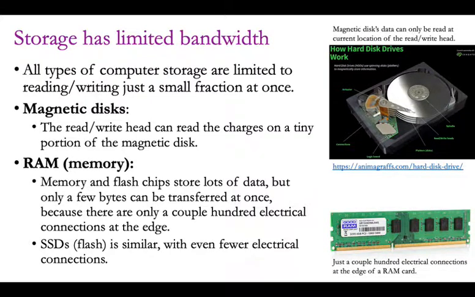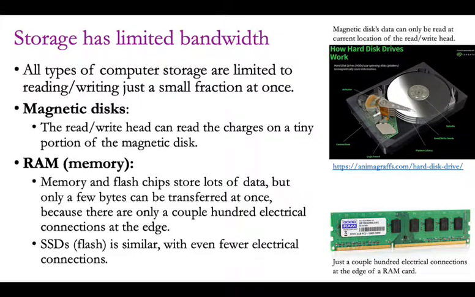Similarly, RAM, which is, let's say, like the memory in the computer that gets cleared when you turn off the computer, also can store a lot of data in these chips. Not quite as much, but there's a lot of capacity in these chips, a lot of transistors on here where you can store charges. But only a few bytes can be transferred at once because the interconnection between the RAM and the rest of the computer, like the CPU, is just these couple hundred electrical connections here on the edge of the card, right?